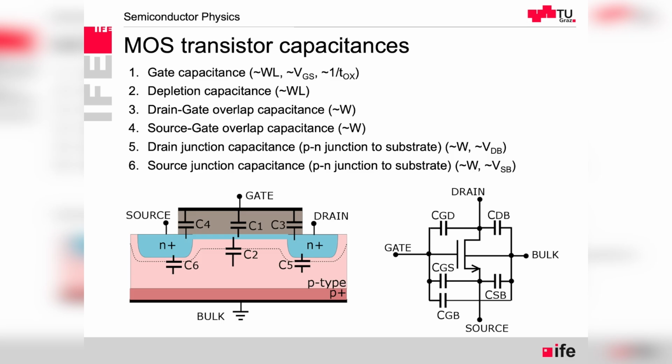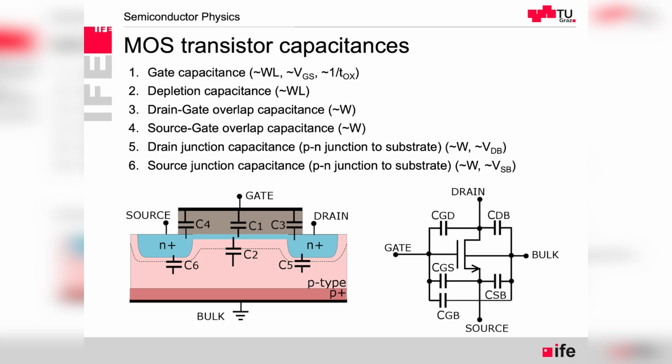And depending on which terminal's perspective we're looking from for circuit analysis purposes, for example, we can think of those capacitances as terminal-to-terminal capacitances. So we will have the gate-to-drain capacitance, drain-to-bulk, and similarly gate-to-source, source-to-bulk, and also gate-to-bulk capacitances.